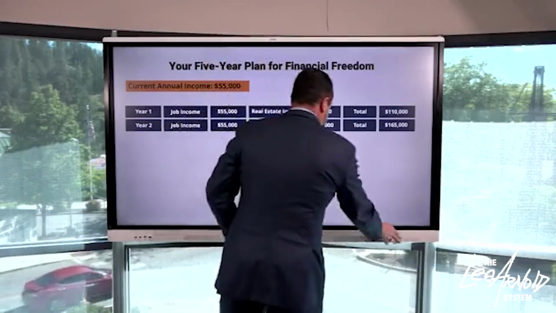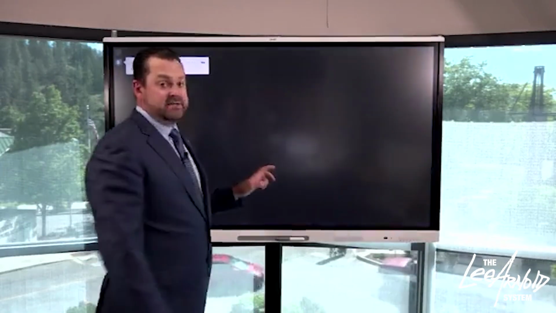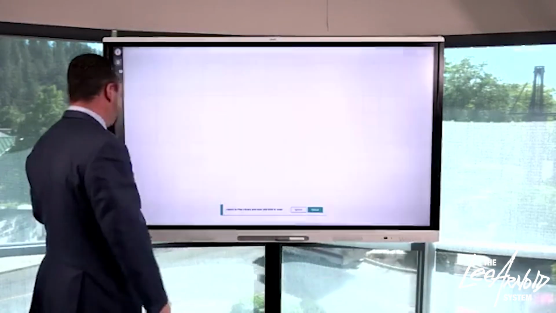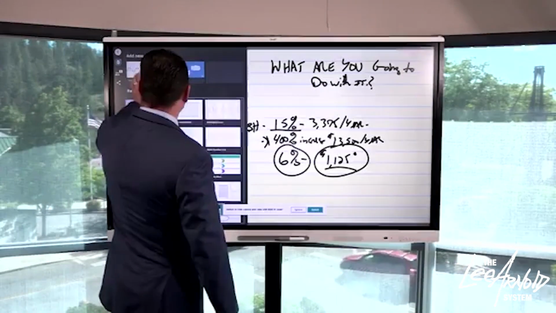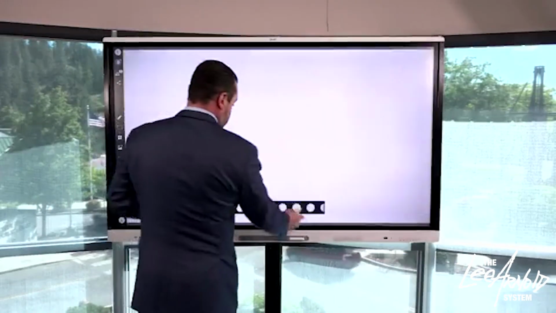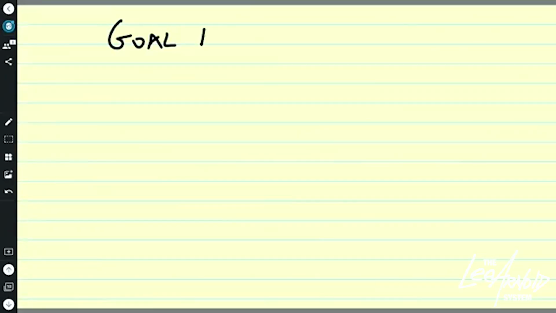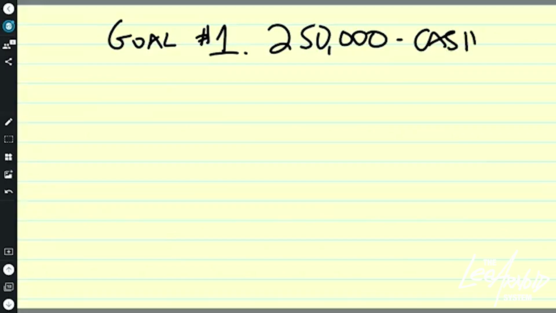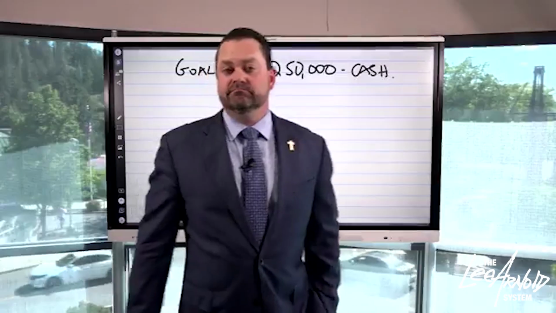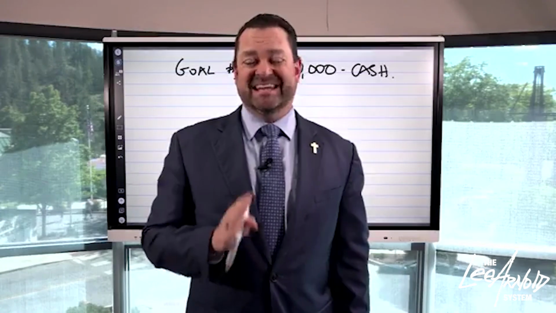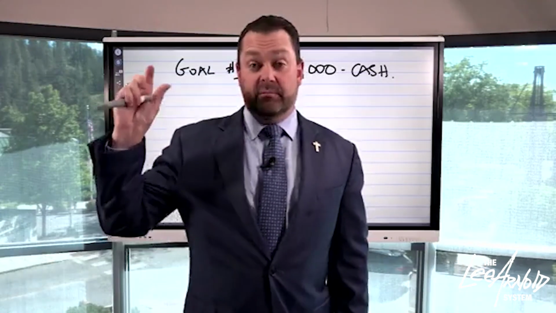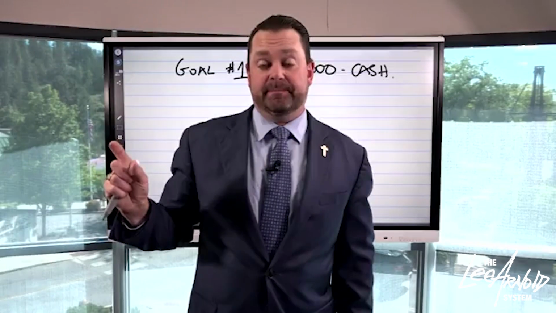Now, I want you guys to write this down. As a client of my organization, I have two goals for you as my customer, okay? My first goal for you is I want you to have $250,000 in cash. That's my first goal for you, $250,000 in cash. Now, we're going to do it from creating this additional income stream, okay?